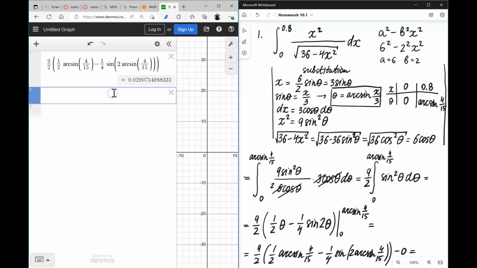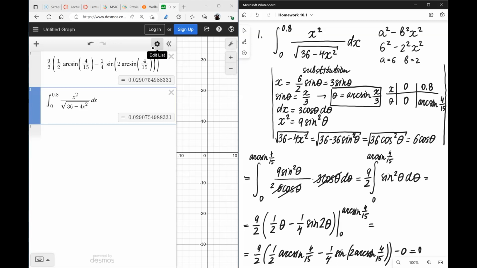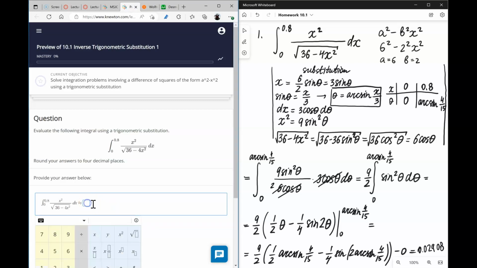If you want to check your work, and again, this is not a way to solve an integral, but if you want to check your work, you can just plug this in. And hopefully it's the same, which it is. So the final answer is 0.02908. We have to round to 4 decimals, so 0.0291.